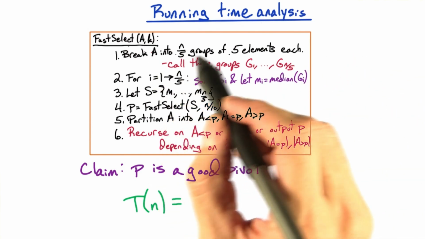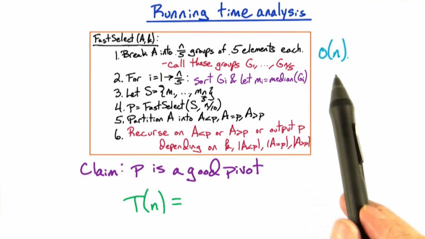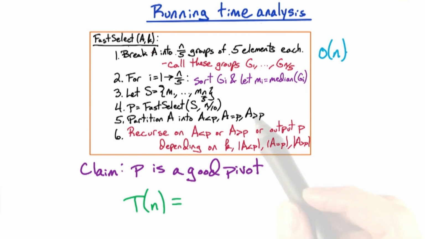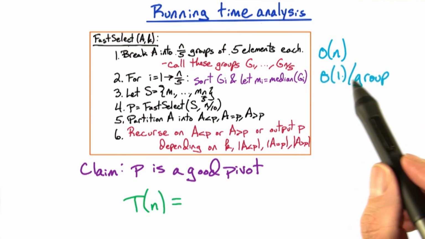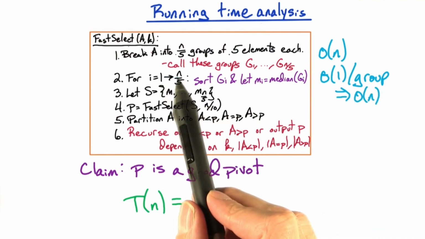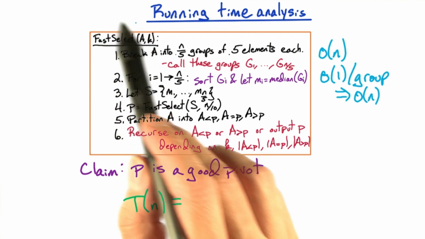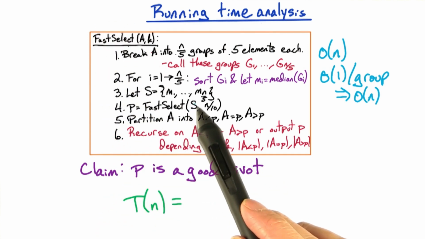The first step, breaking A into these n over 5 groups. How long does that take? Well, that just takes one swipe through the array A. So that takes order n time. Now we have to sort each group. How long does it take to sort one of these groups? Well, it's only 5 elements. So even if we use a super slow algorithm, let's say 5 factorial, we write down every permutation of these 5 elements and choose the one which is sorted. That's going to take us 5 factorial time, which is still order 1. So it takes us order 1 time per group, and there's order n groups, so the total time for this step is order n.